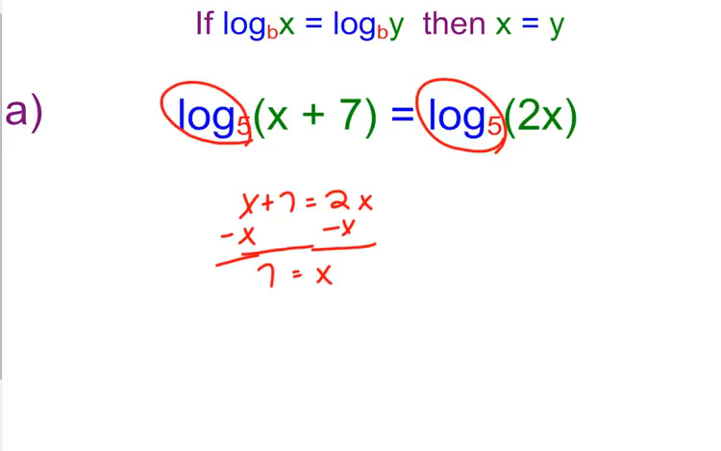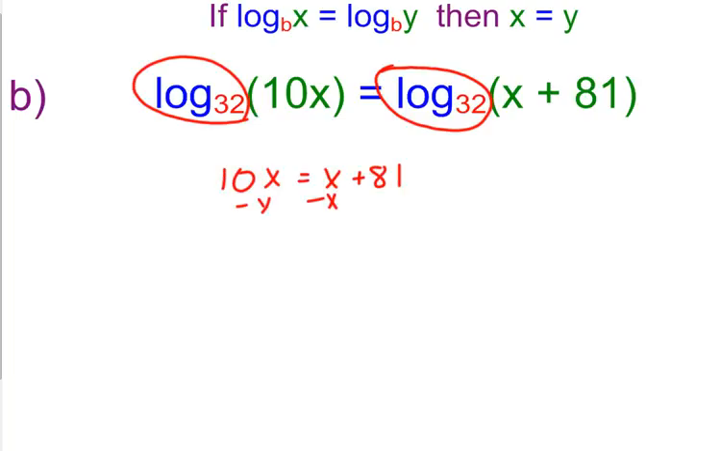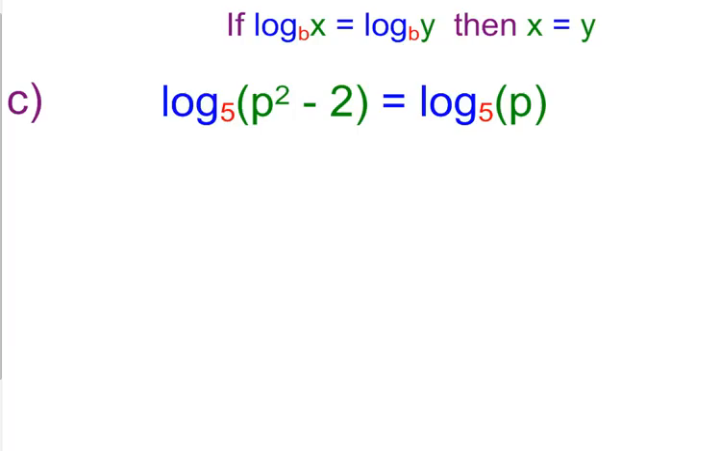In B, I have the same log. So remember, you have to have the same log and base for you to set them equal. So I'm here. You get 9x equals 81. X equals 9. And these go really quick once you know how to set them up. They're very easy algebra problems for us.